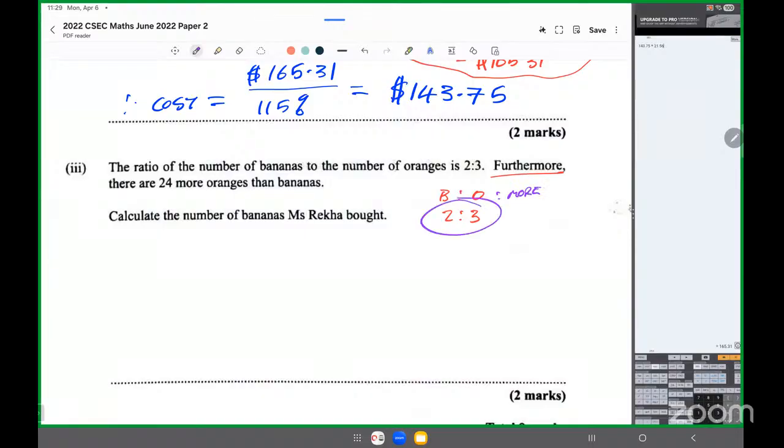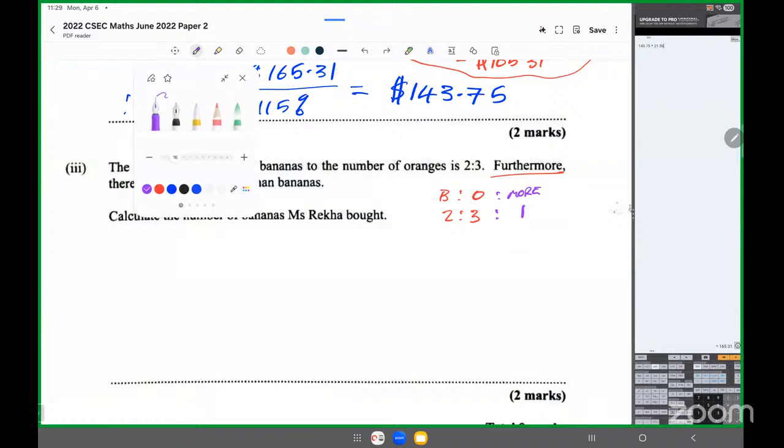And based on this broken down ratio, the more is just 1 right now. The more is just 1. That is the more. Oranges right now is just 1 more than bananas. The broken down comparison. Now the actual more is 24. I want this ratio now to show the actuals.